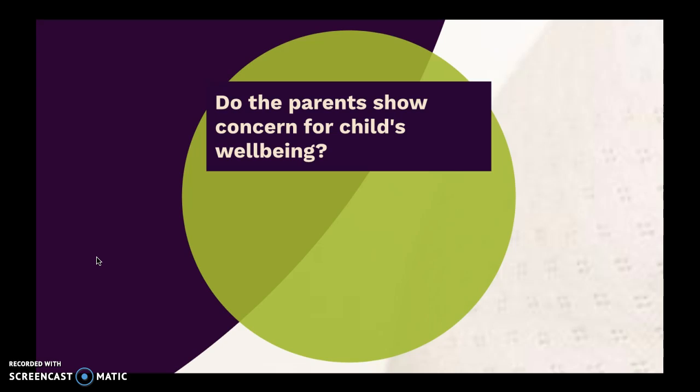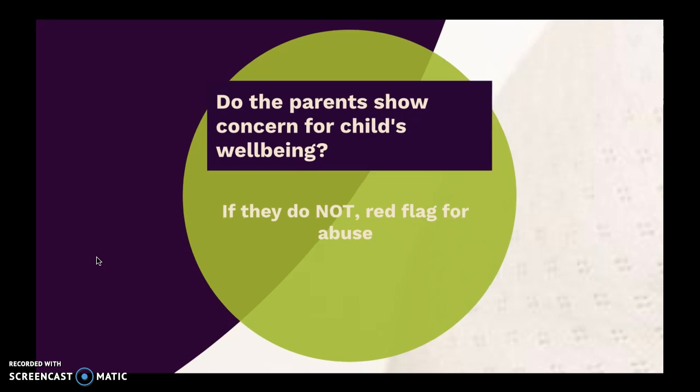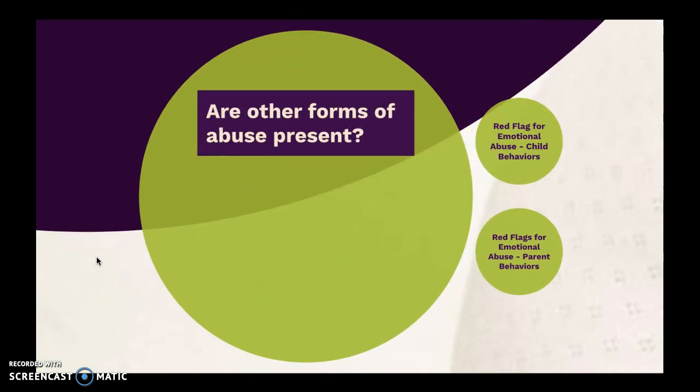Do the parents show concern for the child's well-being? If they do not, this is a major red flag for abuse. And this can be something as simple as, well, I don't care what happens to him. That alone can also be an issue. And most importantly, are other forms of abuse present? If so, emotional abuse is automatically also present.